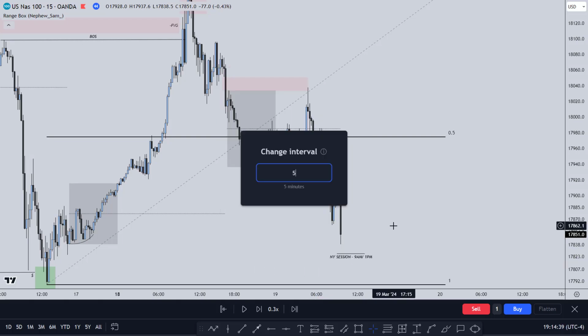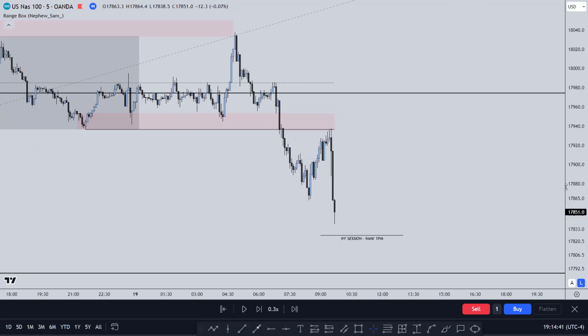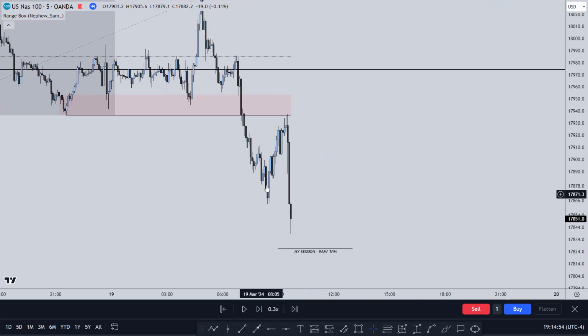Now let's go down even more to the 5 minutes and see what we can see. We can see that price had crawled right back up around 8 a.m. Just like I stated, I don't really look at the markets until 9 a.m.